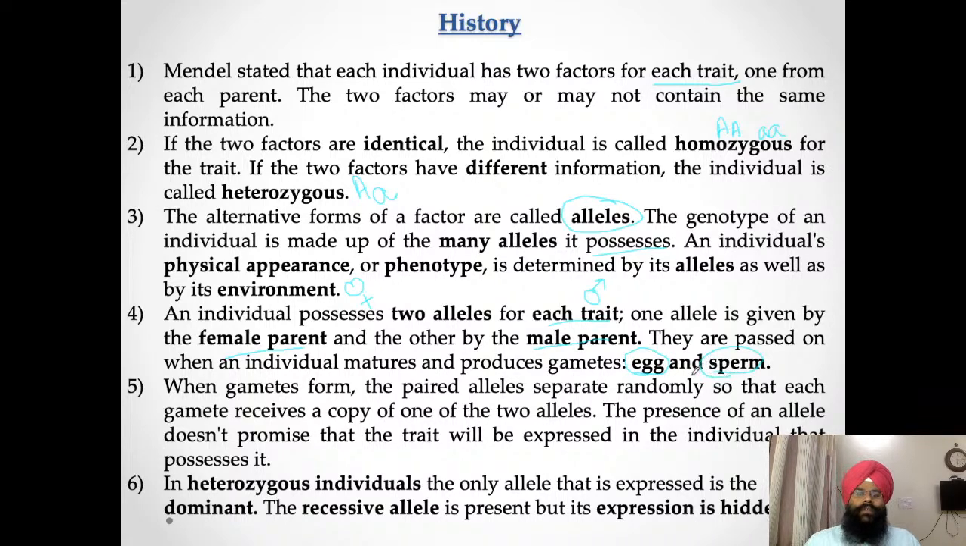So those were some of the traits that he brought out by Mendel's law. And further, in heterozygous individuals, the only allele that is expressed is the dominant one. So in heterozygous, like capital A, small a, mainly the capital A, the dominant gene, will be expressed. The recessive allele will still be present, but it is hidden.